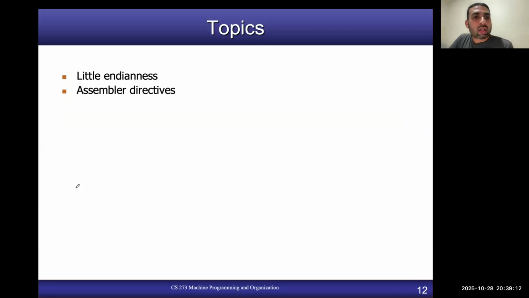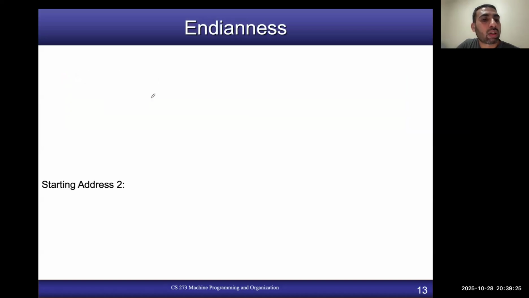So we can at least start this topic and continue next week from there. The topics we are going to cover here are little Endianness and assembler directives. What do we mean by little Endianness? Let's say you have this 32-bit data, 0xF4CD042A. 2A is your least significant byte and F4 is your most significant byte.